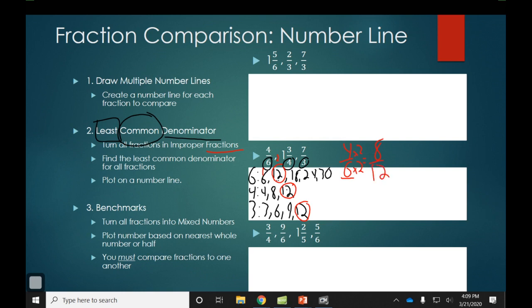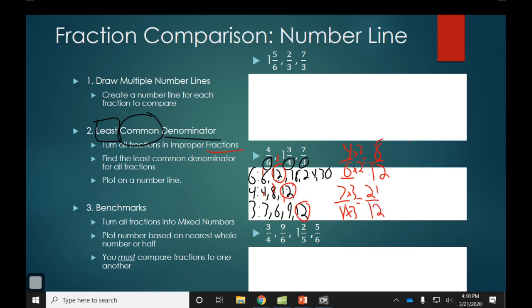All right? Same thing with this fourth. So this became 7 fourths. 1, 2, 3. So we multiply this by 3. We multiply the numerator by 3. That's 21 over 12. All right?